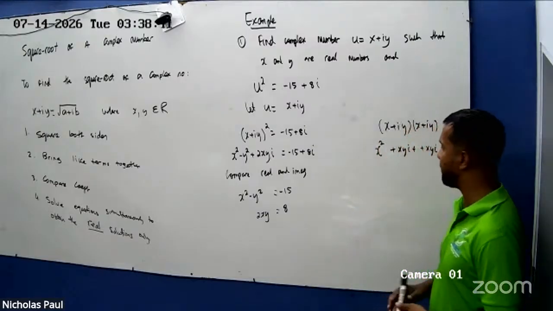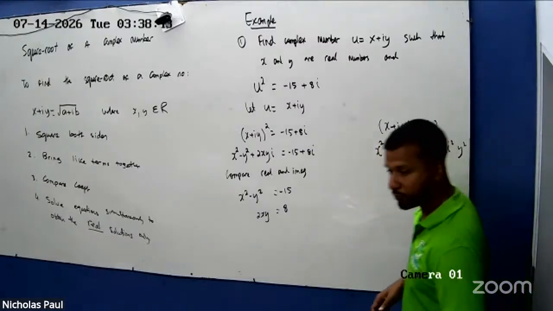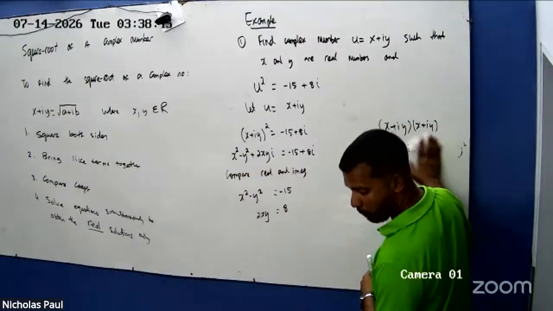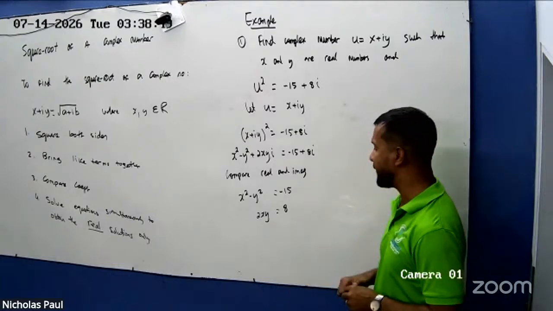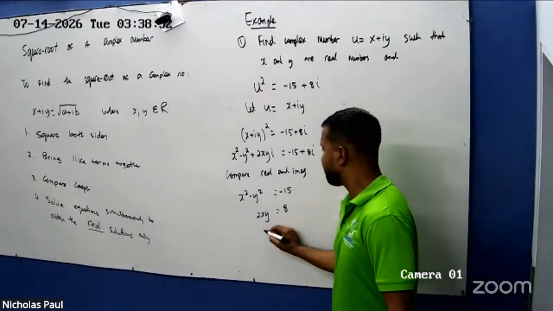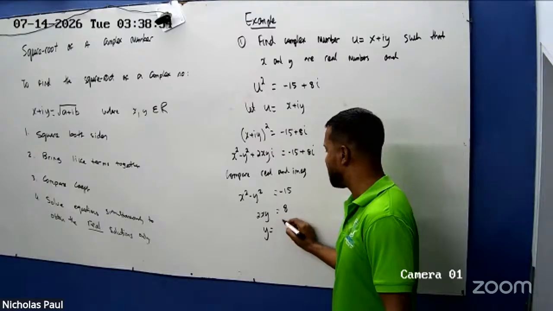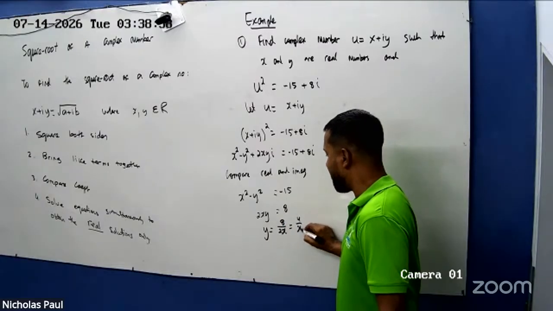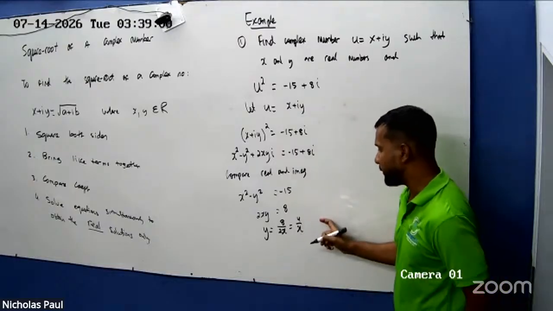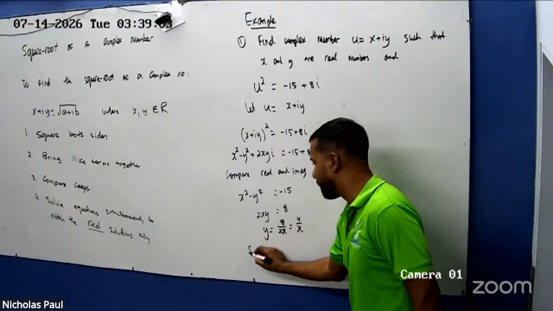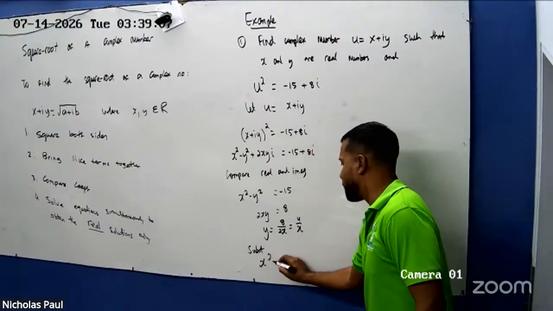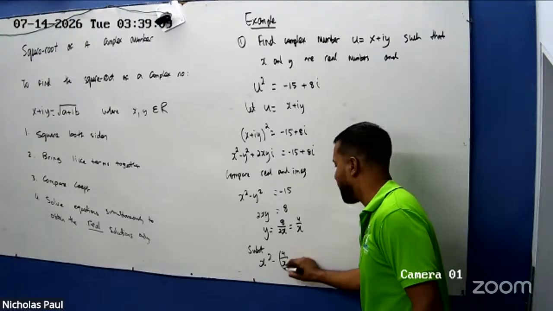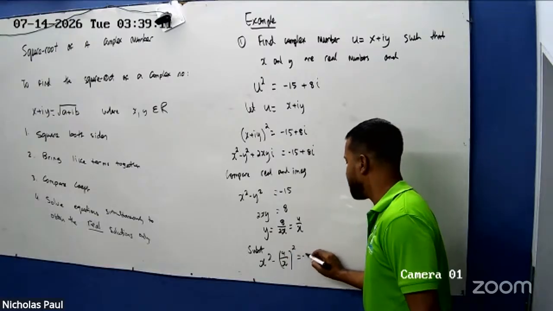Gonna see how you solve that. Remember, only the real part. I got y to be equal to 8 over 2x, that's 4 over x. So I'm going to substitute. I'll get x squared minus 4 over x squared is minus 15.